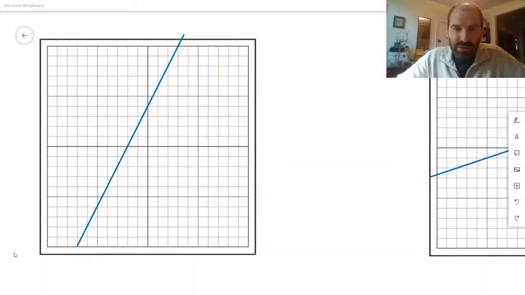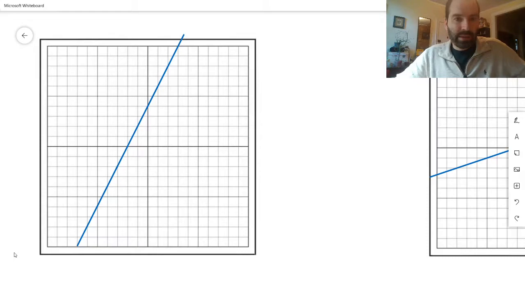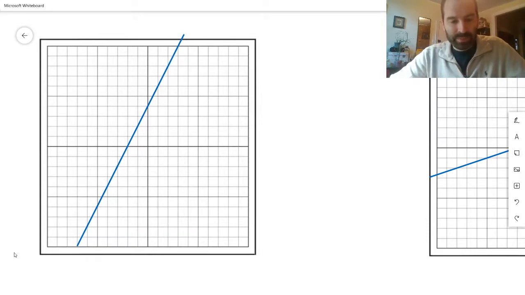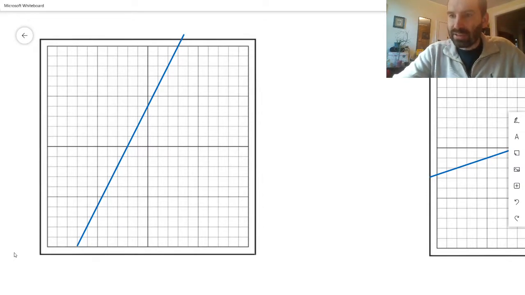Let's go down to some examples here. So here we have a line, and let's see if we can say some things about how steep it is.